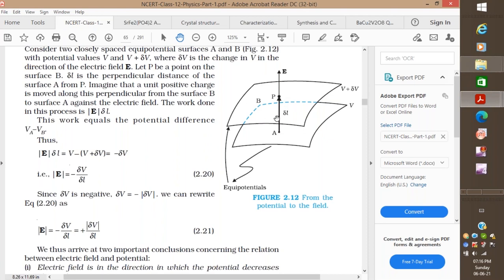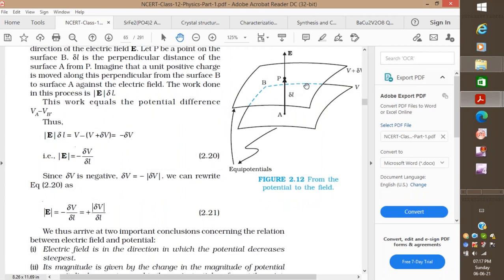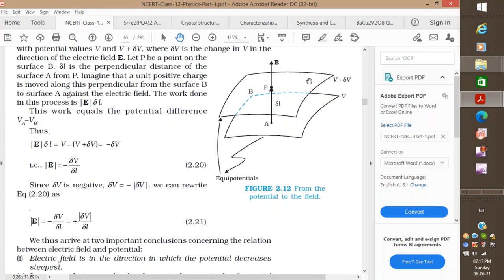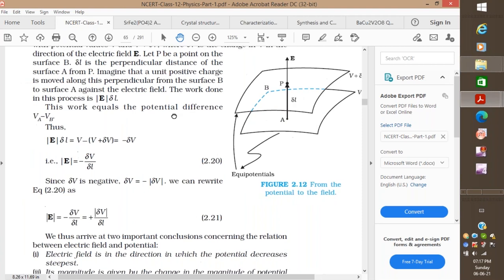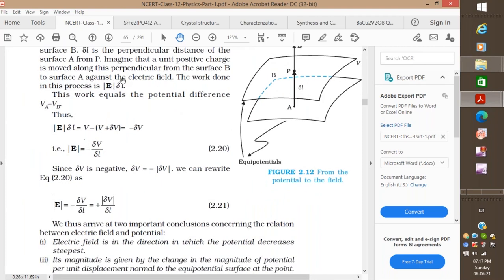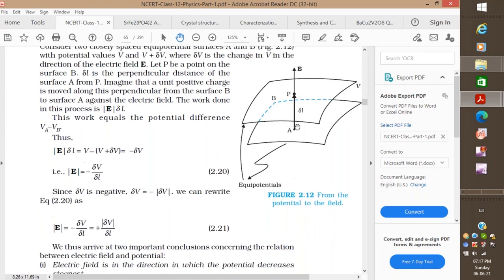These two surfaces are equipotential surfaces, but they have a certain potential difference. If I say VA minus VB, there will be a certain value. Since they have a potential difference, I have to do some work, so I am doing work against the electric field. Here the force is the electric field and the displacement is delta L. If I know the electric field between these two surfaces, I just multiply delta L with the electric field to get the work done.